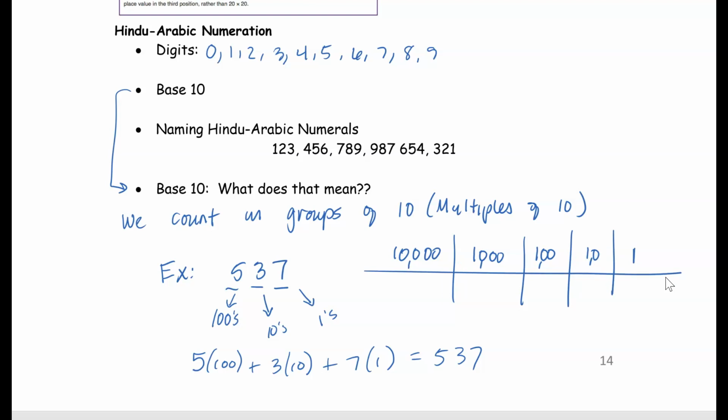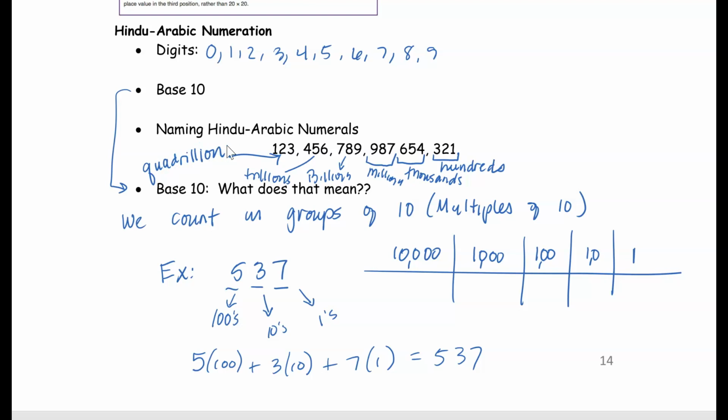So let's talk about naming Hindu-Arabic numerals, and how to name this number. This would be a great place to pause the video and see if you can say this number in your head or out loud. We've got the hundreds, the thousands, the millions, the billions, the trillions, and then, do you know what that's called? You might have heard of it before or not: quadrillion.